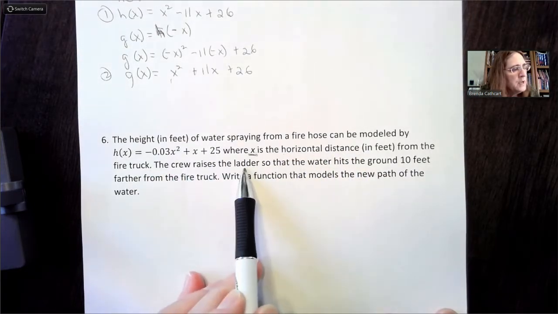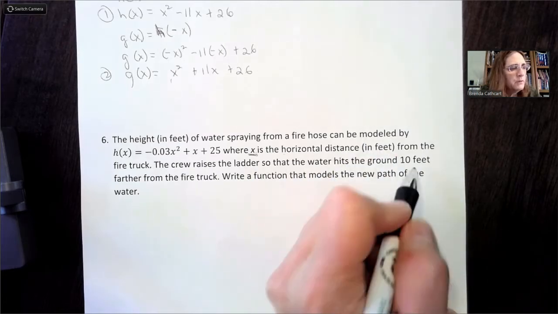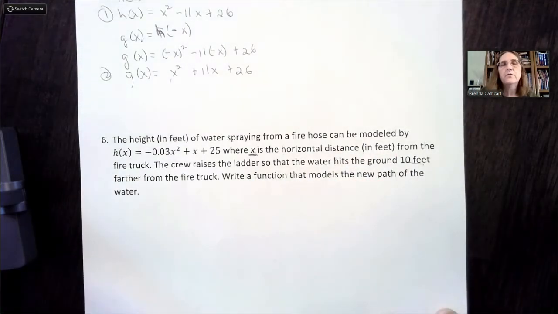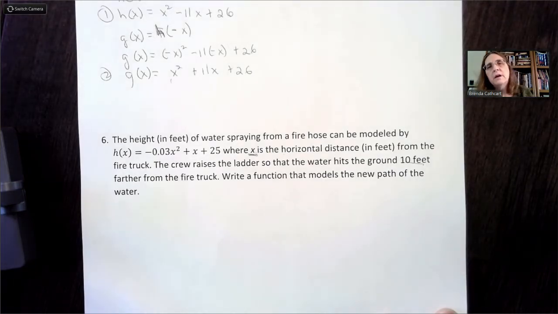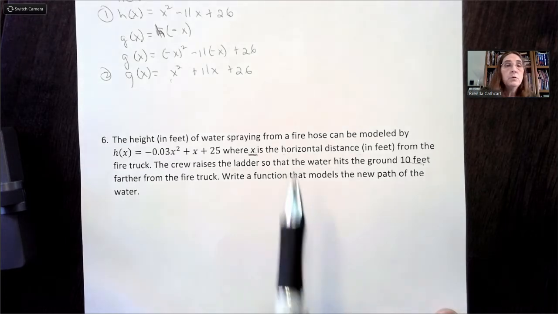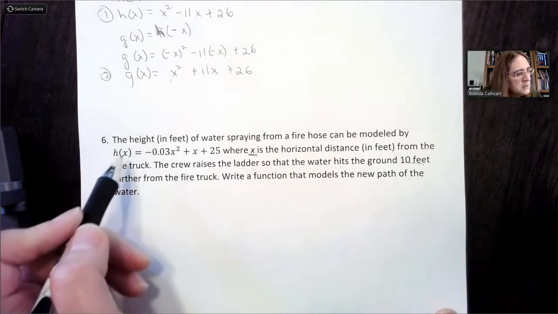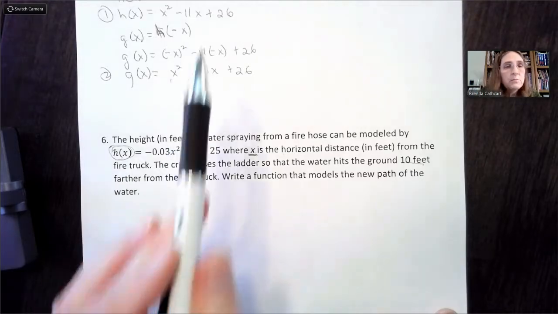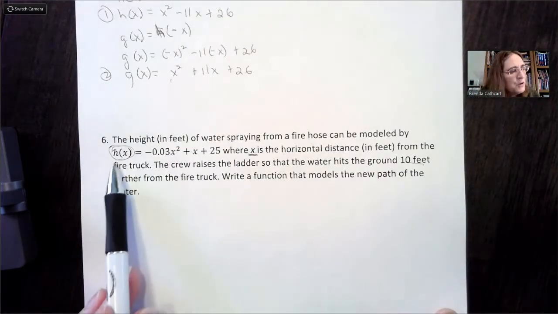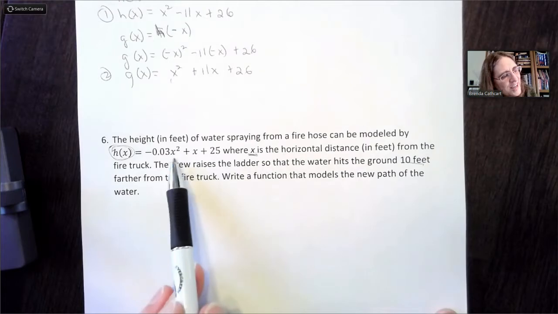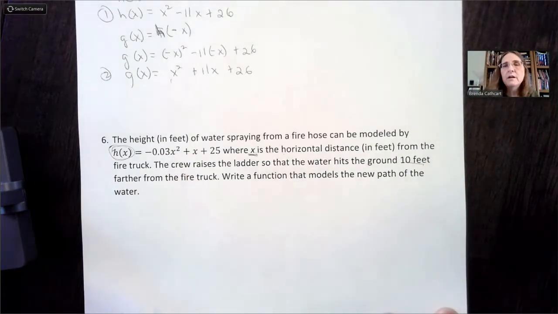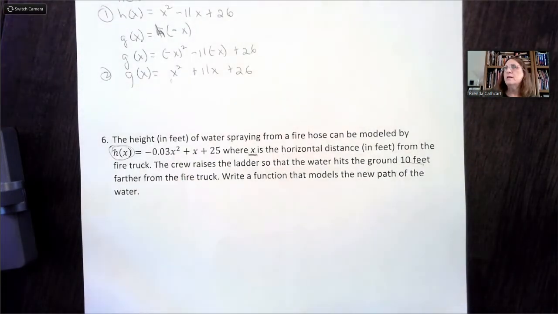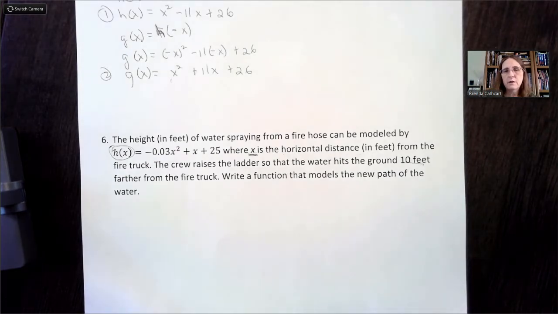And the crew is going to raise the ladder so that the water hits the ground 10 feet farther from the fire truck. Okay, so we want our x to be out 10 feet farther. We want to write a function that models the new path of the water. Well, we're raising the ladder, which means our h of x is going to get moved up so that I can extend the path of the water 10 feet farther. To model that, let's take a look at Desmos.